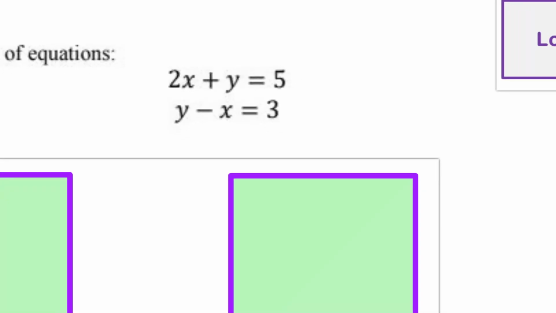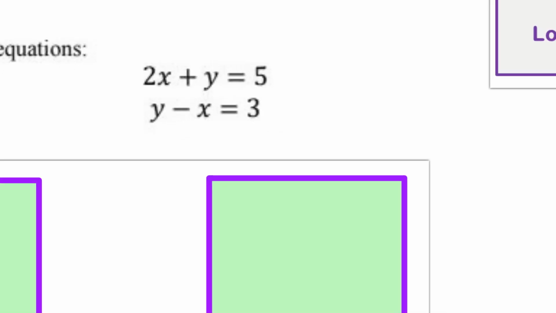So if we look here, we have a couple of options, and it's really going to be based on what you feel comfortable solving for. I like to pick the ones that have the smallest coefficients, things that I can move around easily. Here, it's very easy to solve for y by moving the x over to the other side. So this is going to become y equals x plus 3.